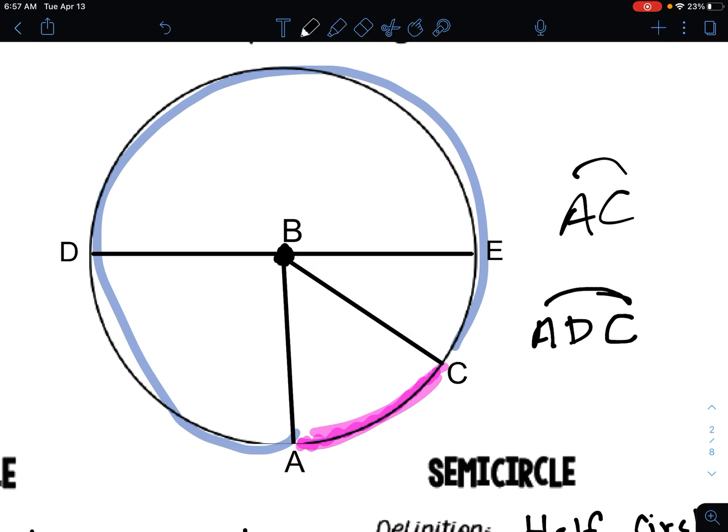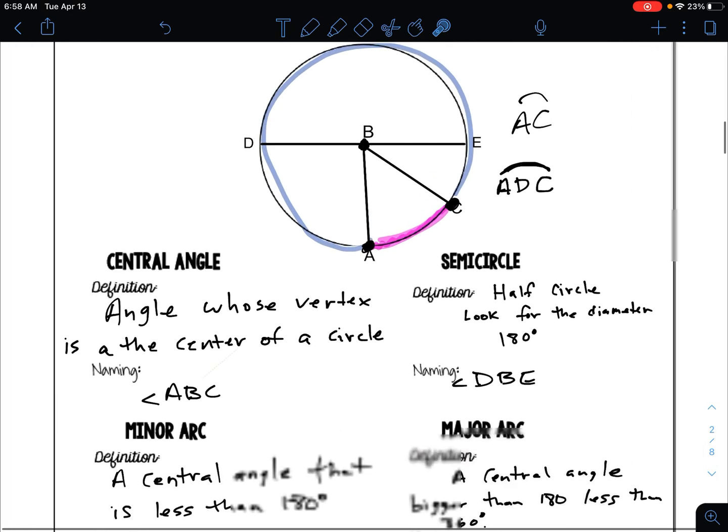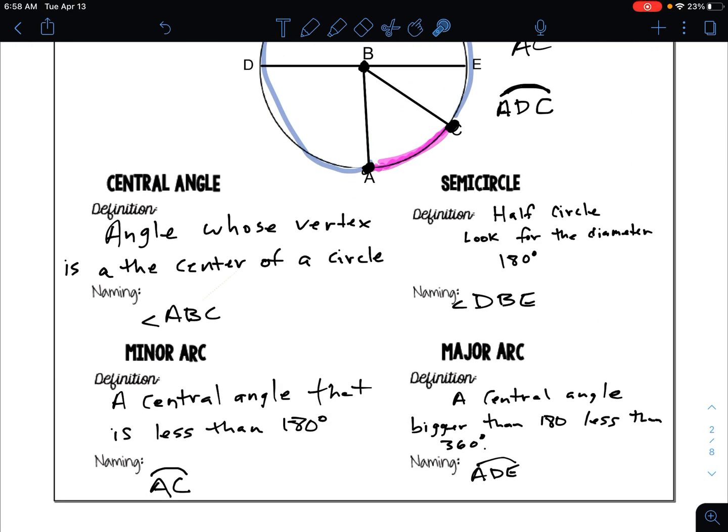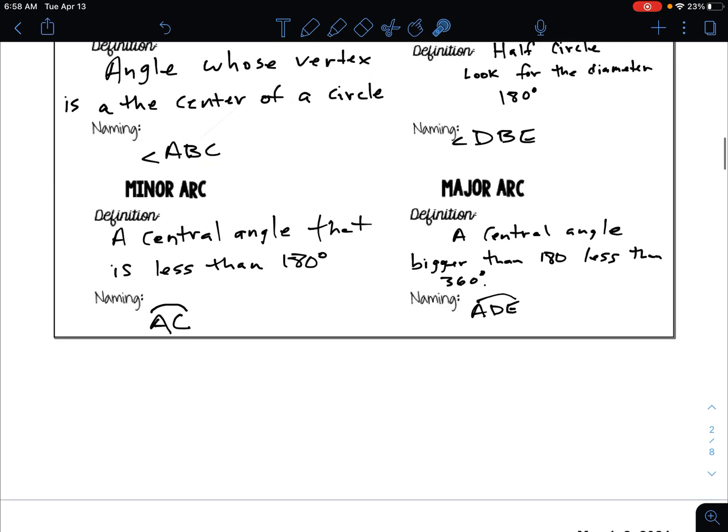So a major arc is going to use 3 letters. Where does it start? Where does it end? Those go on the outside, and then in this case we have either D or E as another point that it passes through. So those are our 4 new words, and now we're going to take that concept, that the central angle is the exact same measure as the arc, to find out different angle measures.